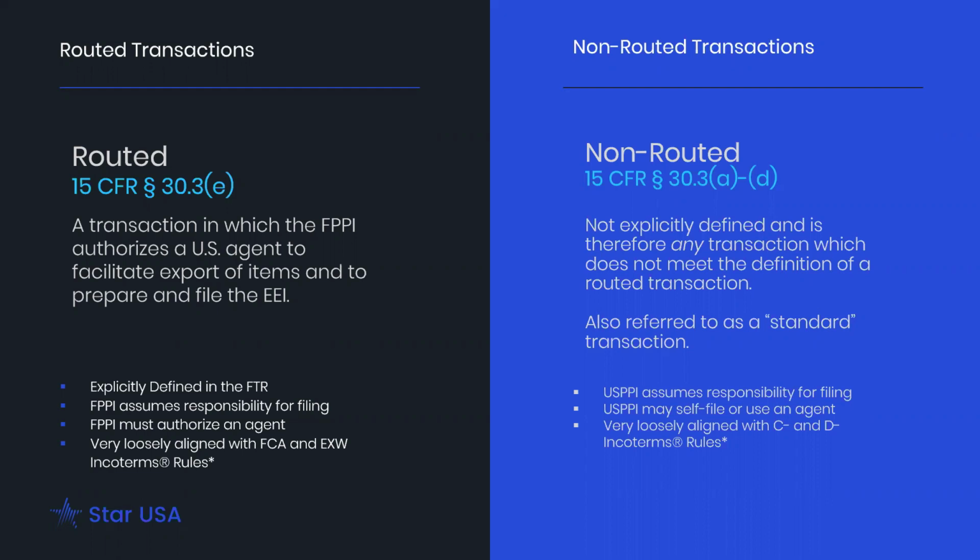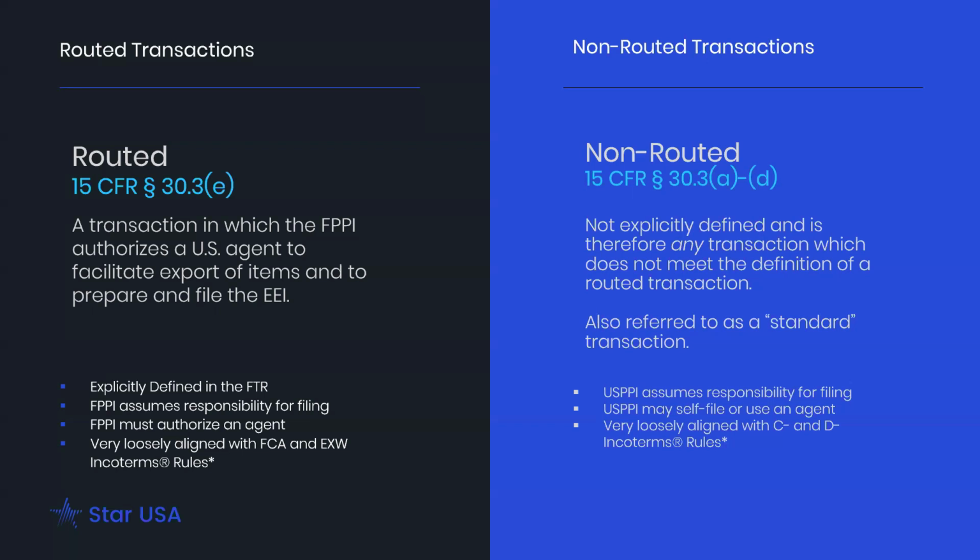Okay, so that's our routed transaction. Our non-routed transaction is not explicitly defined and is therefore any transaction which does not meet the definition of a routed transaction. These are also referred to as a standard transaction. So non-routed transactions do not have a definition in the foreign trade regulations explicitly. Therefore, the assumption is that anything that is not routed is therefore non-routed. That's standard. In a non-routed transaction, the USPPI has assumed the responsibility for filing the EEI, and the USPPI may self-file. They may do the filings themselves, or they can use an authorized agent. These are very loosely aligned with the C and D Incoterms rules.